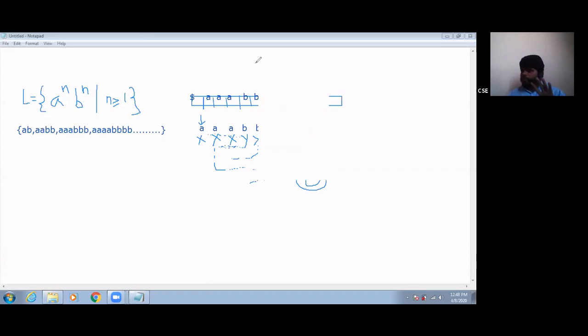Don't worry, at every point I am going to write it again. Don't worry. It is simple. For 1 A, I am replacing 1 A with X. I am moving right hand side, and I am searching for this B.